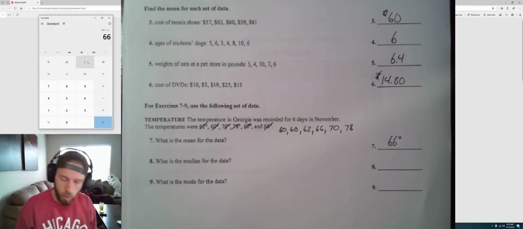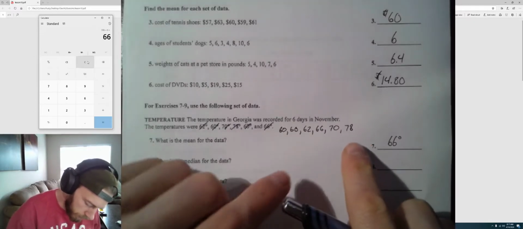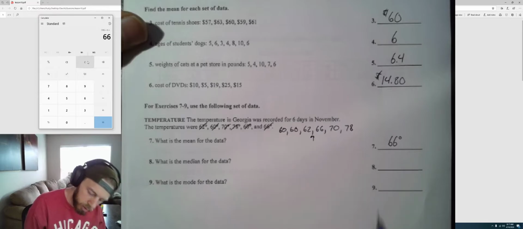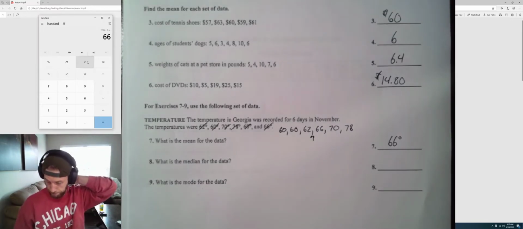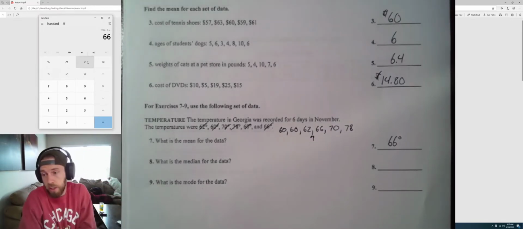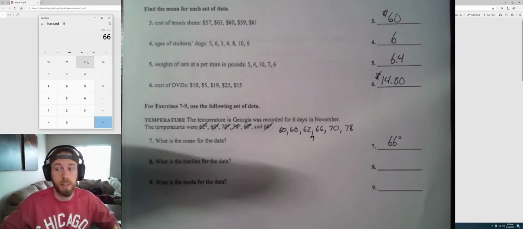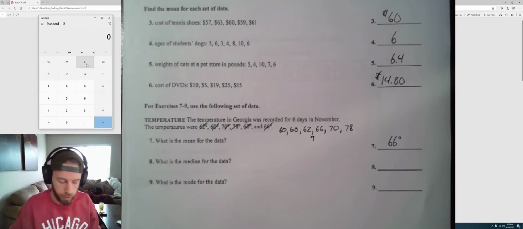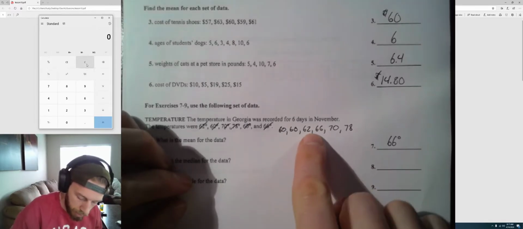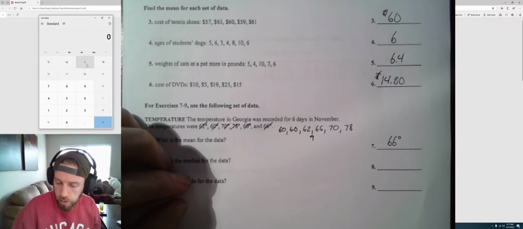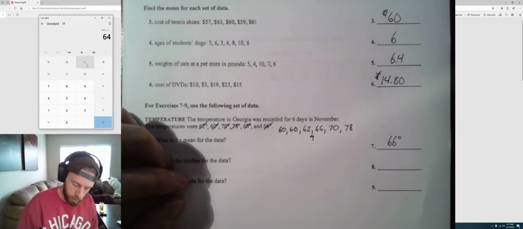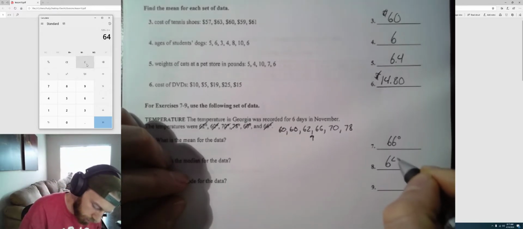Number 8. What is the median of the set of data? The middle number. We have 6 numbers. That means that there is going to be no middle number. Right? It's going to be right in between 62 and 66. Now you could technically just give me the number that's right in between 62 and 66, and that is 64. But if you're not sure, all you have to do is go to your calculator, add those two middle numbers together, 62 plus 66, and then divide that by 2. And there you go. Your median, 64 degrees.